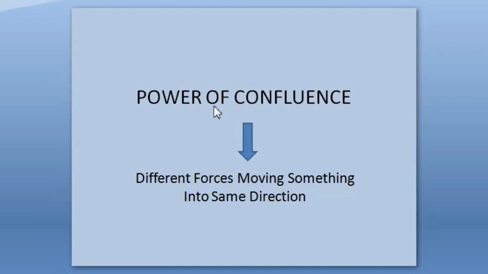This video is about the topic power of confluence. I am not here to discuss all such bookish definitions, but here is my own definition that everyone could understand. It is like common man's English, very easy to understand. What is power of confluence? I say that different forces are moving something in the same direction. That means there are two or more factors present in the market, and those different factors are moving the market in one single direction. This is called power of confluence.